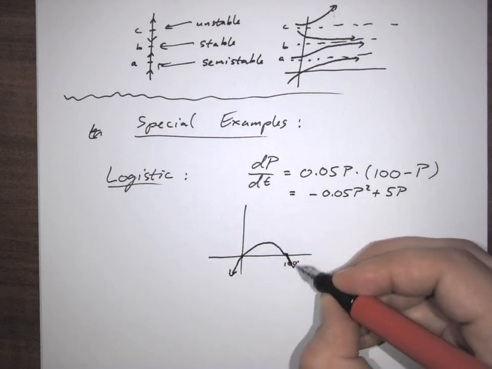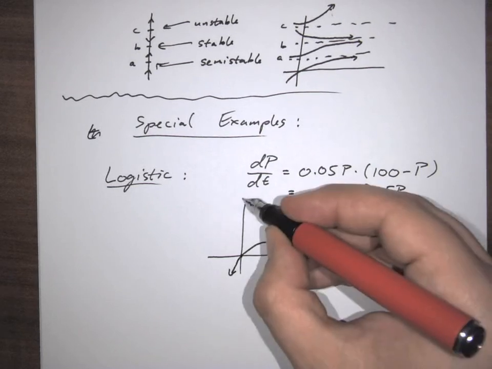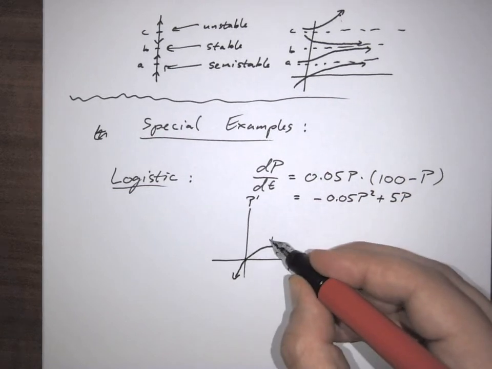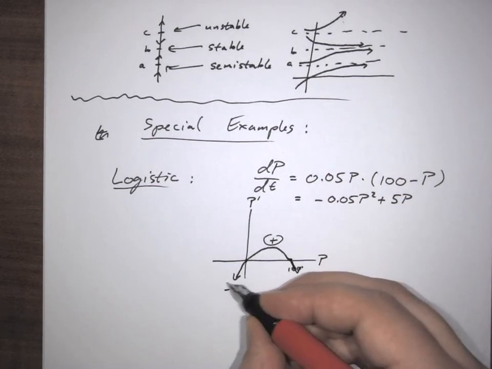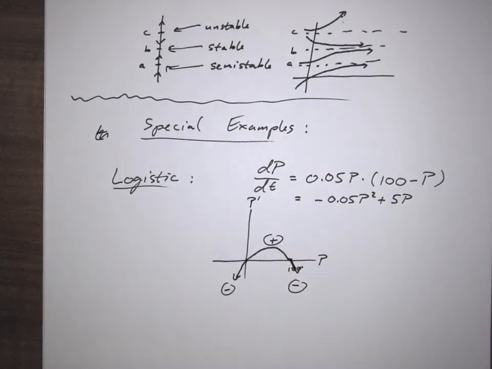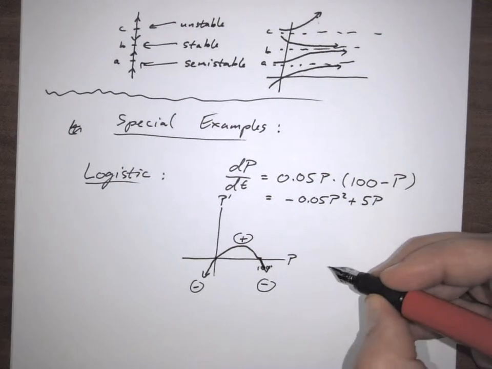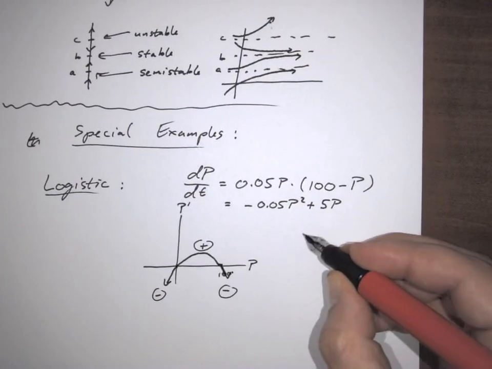So it's going to be a parabola like that. This is going to be p prime and p. And here it's plus, here it's minus, here it's minus. We don't often think of populations as going negative, but the equation doesn't know that.